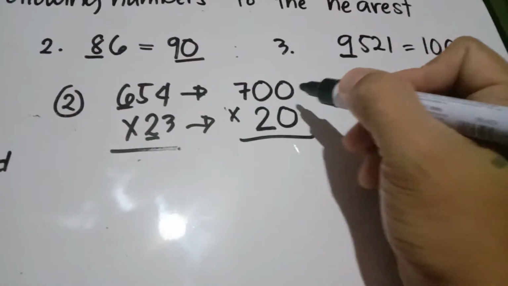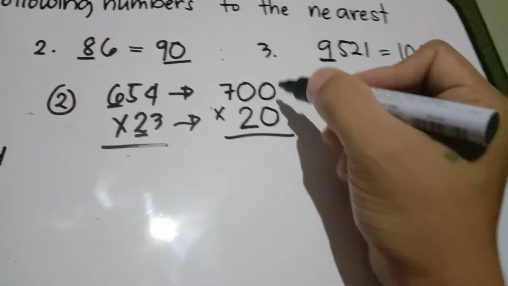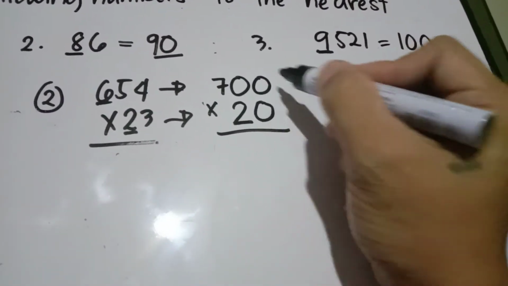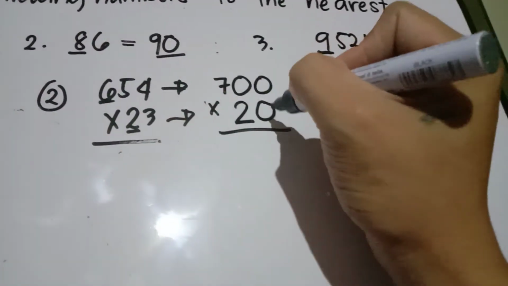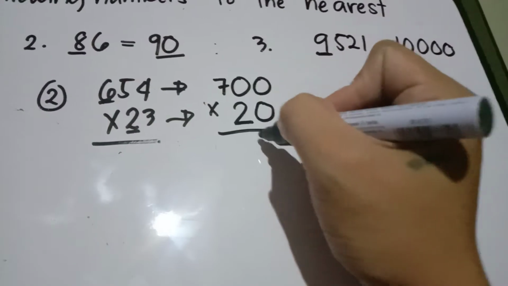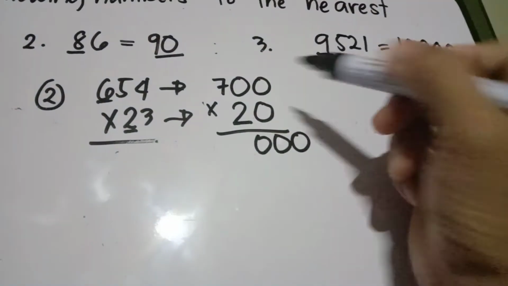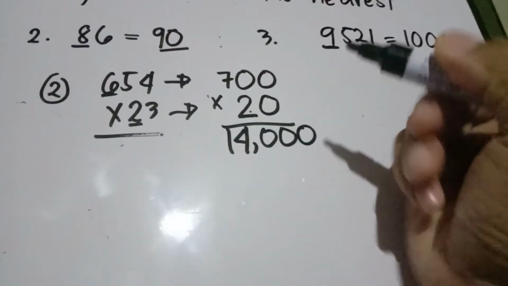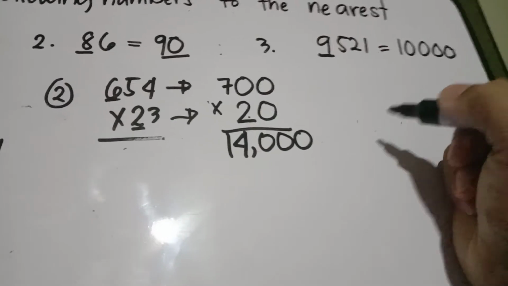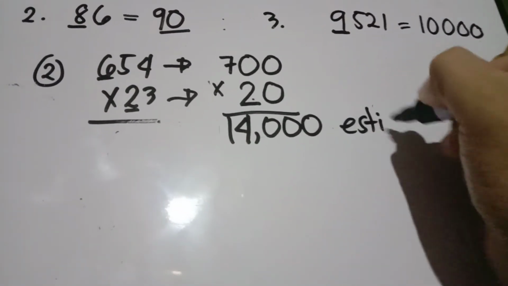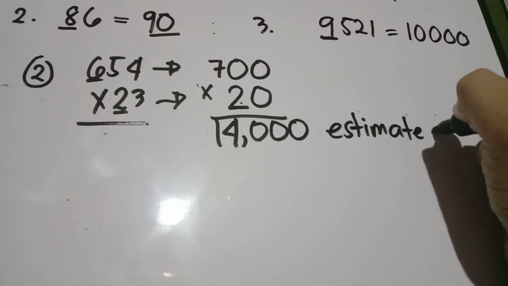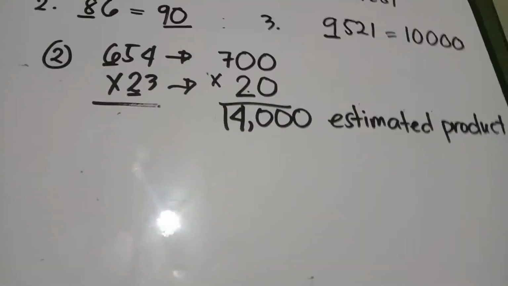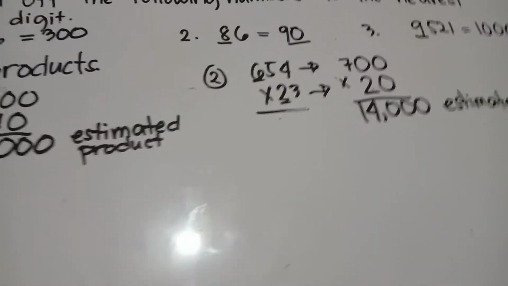720. So again, paano ba mag-multiply pag ganito yung multiplicand and multiplier or factors? Just count the number of zeros. We have 1, 2, 3. So write 3 zeros in the answer. Then multiply 2 and 7. That is equal to 14. So 14,000 is the estimated product of 654 and 23.